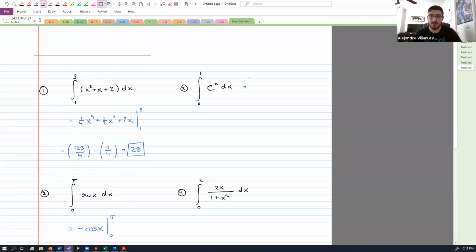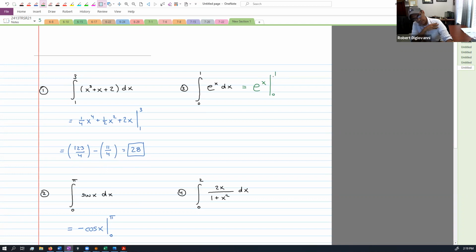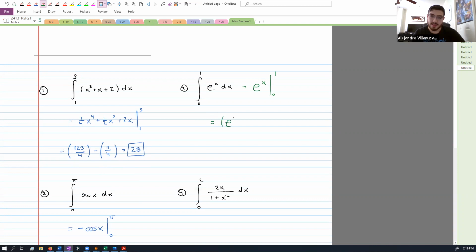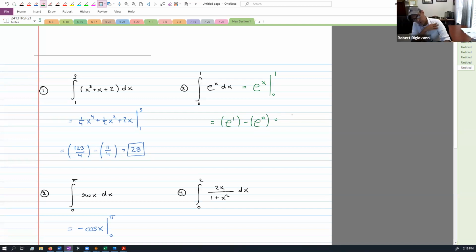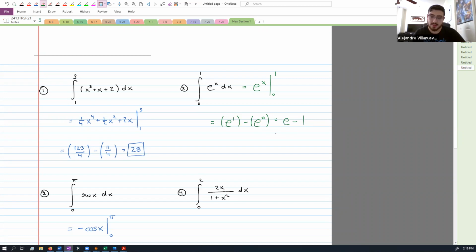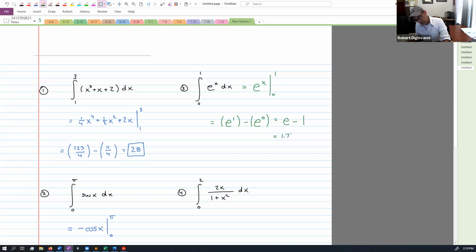I'll go for the third one. All right, so I took the antiderivative, and of course, e to the x is just going to be e to the x for the antiderivative. Then we're gonna evaluate 0 to 1, right? So you plug in e to the 1 minus e to the 0, which equals e minus 1, and that's approximately 1.718, something like that. Good, that's right.